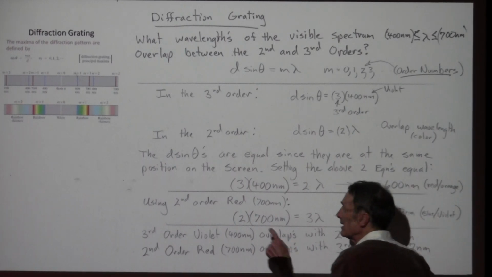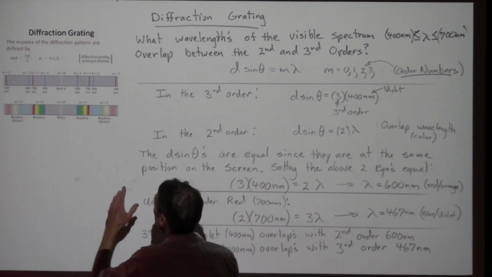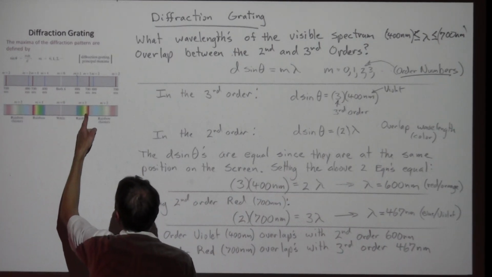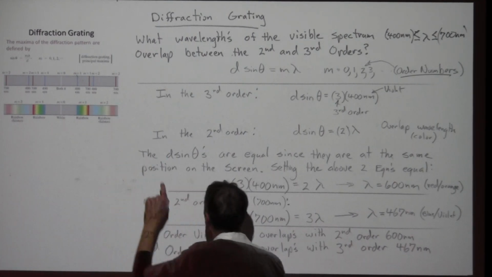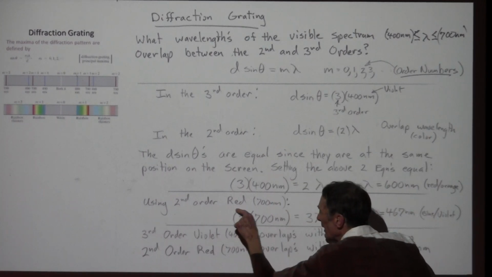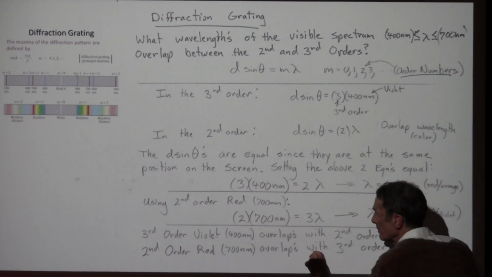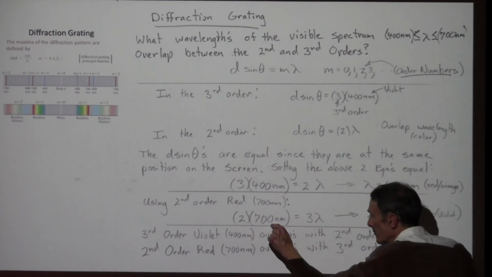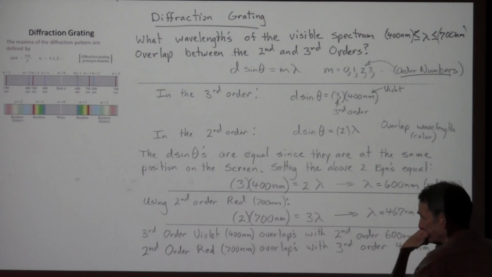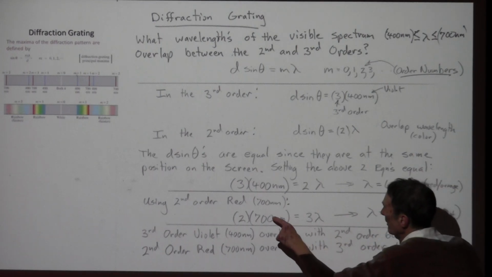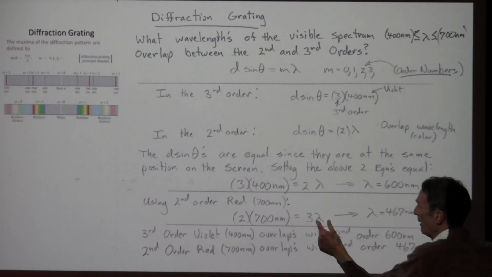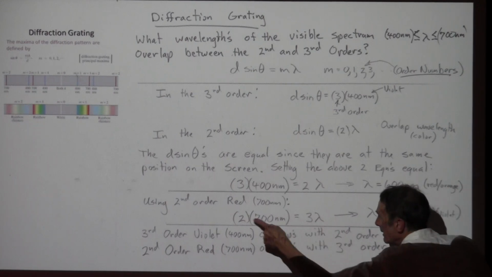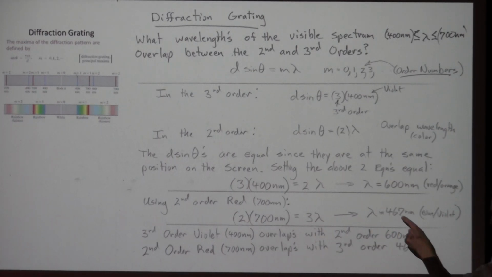Then we also have the second order. The second order red, since it's the furthest out, is out here, and it's starting to go out and mix with the third order. So using second order red at 700 nanometers, m equal to 2 times the wavelength 700 nanometers has got to be equal to the third order times that wavelength, whatever that wavelength is. And then we can solve for that, and that's around 467, so that's kind of blue or violet.